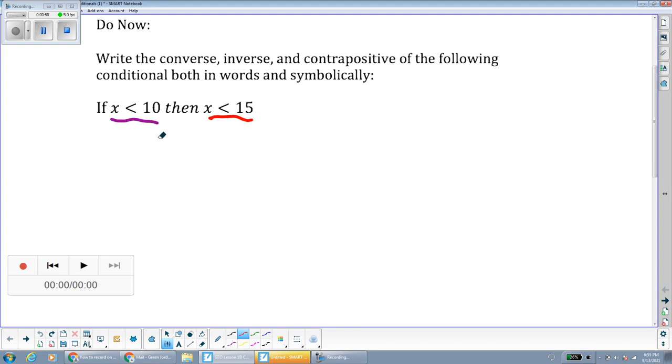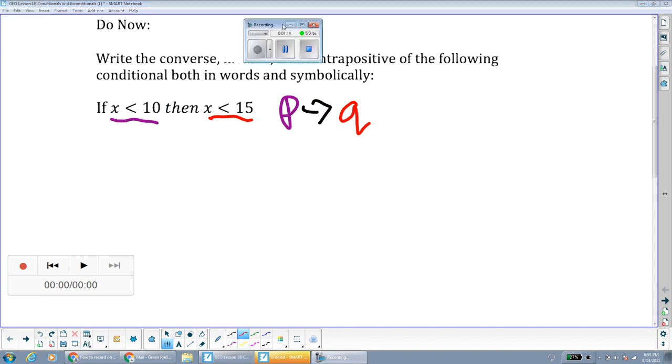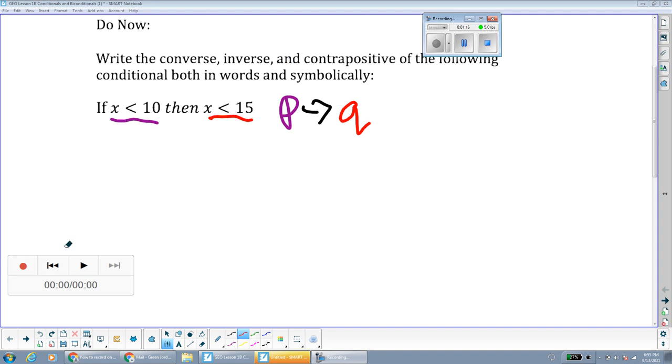So here's our original conditional statement in words. Symbolically, we write any conditional statement as P arrow Q. And what that says is if P, then Q. If the premise happens, then the conclusion follows. Let's get writing the converse, inverse, and contrapositive.